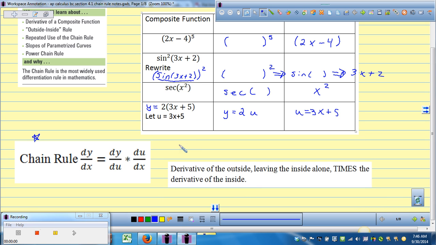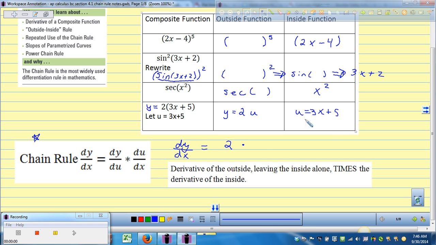So if I want to find dy dx equals, what is dy du? Well, here is y equals 2u. So that means take the derivative of y with your variable being u. So what is that? That is just 2.